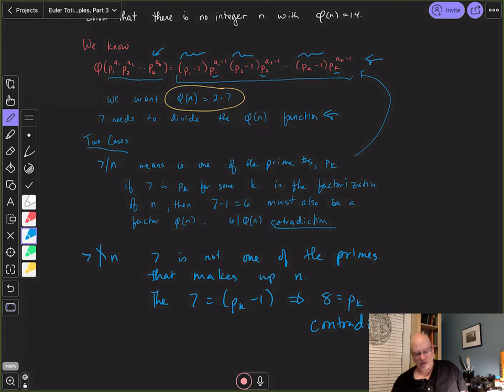So what we've shown is that we assumed there was some n value that worked, and in writing it in this form, we said that 7 needs to divide that. There are only two cases: either 7 divides n or 7 doesn't divide n. We've taken care of both situations, and both lead to contradictions. So there is no value of n for which phi of n is 14. And there you go. That's basically the way we would do that particular proof, going back to our proof by contradiction.